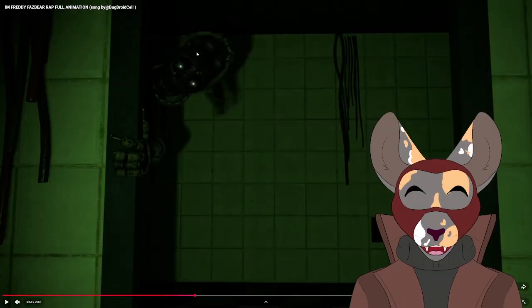Now, this mask opening right here is a very small and very unnoticeable detail, but it was originally not intentional. This was something that I did by accident, but I thought it looked kind of cool, so I kept it.